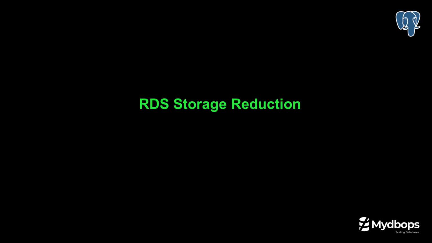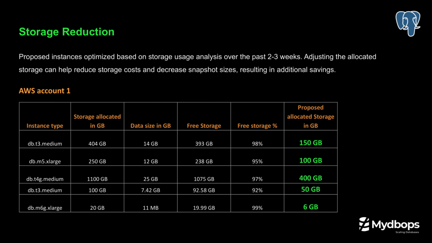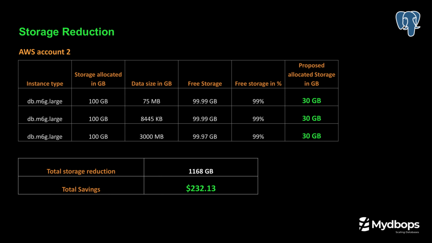So the next section is RDS storage reduction. This mainly applies for the RDS PostgreSQL servers. For the DB instances where we found out that the actual data size was comparatively low than the allocated storage, but the billing was done for the entire storage volume. So we proposed reducing the storage, or storage downsizing, till the time of more storage need. So this was proposed for all the accounts.